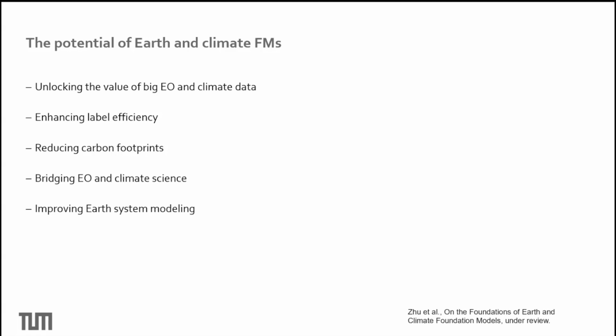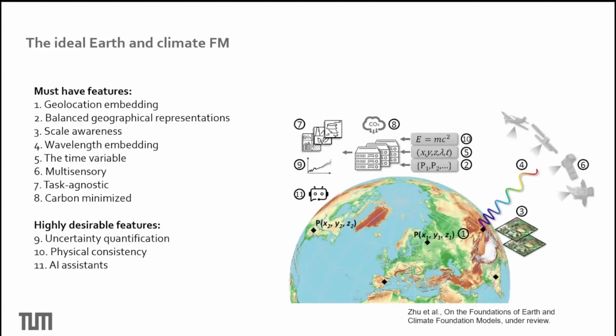And finally, if we are able to bridge through EO-informed improved Earth system modeling, then we are also probably able to improve the ESMs themselves, such that we are able to, for example, describe subgrid processes, which is extremely important. For example, if we talk about extreme events or any kind of local climate patterns. Okay, so this is why we need an Earth and Climate Foundation model.